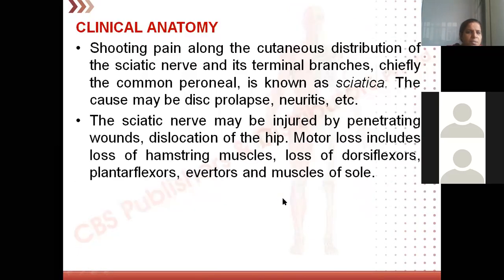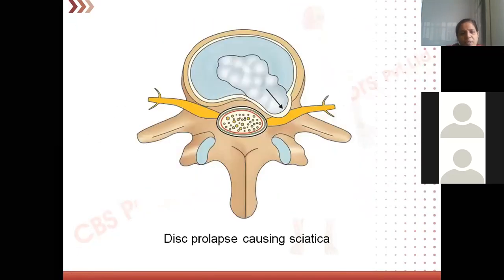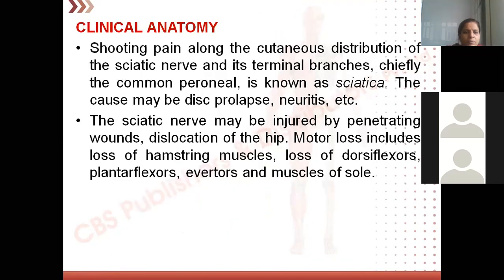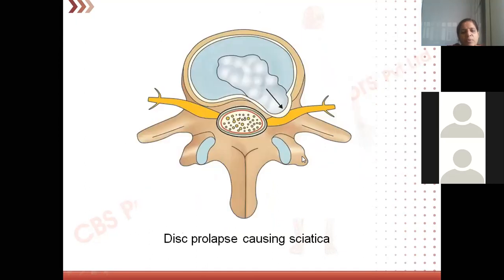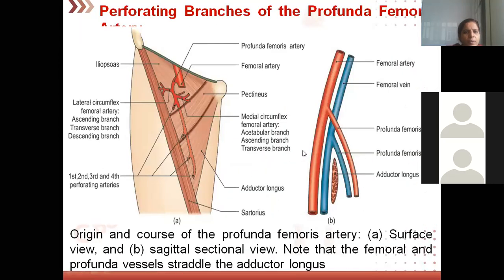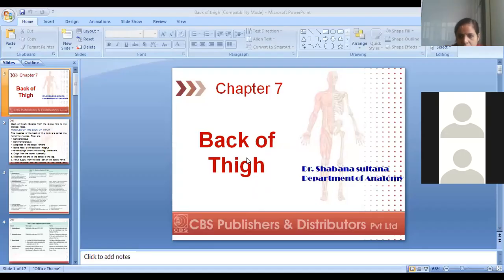After hamstrings, now I will take you to the popliteal fossa. This sciatica also I will discuss when I am doing the sciatic nerve in detail. Then we will go to the popliteal fossa. Popliteal fossa is very important as a question.